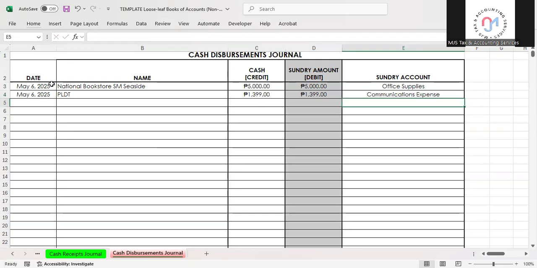Again, always refer to your chart of accounts. So whatever account title that you have used in the past, you continue using it here for continuity.